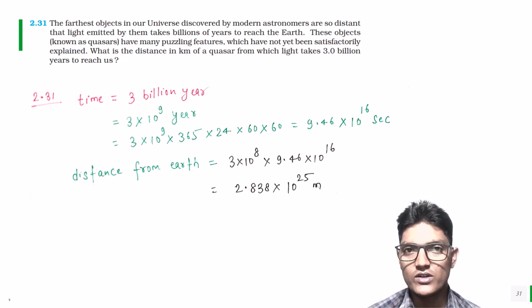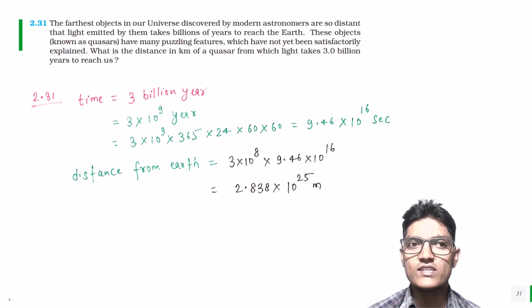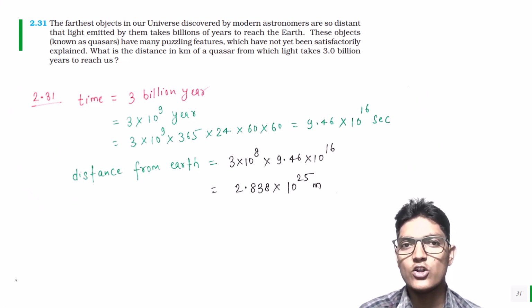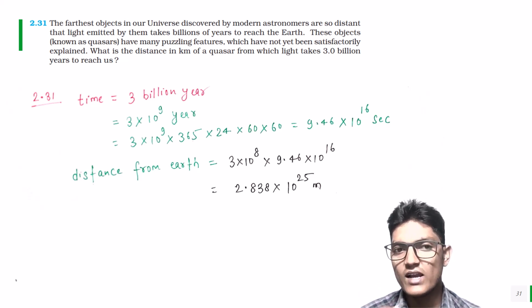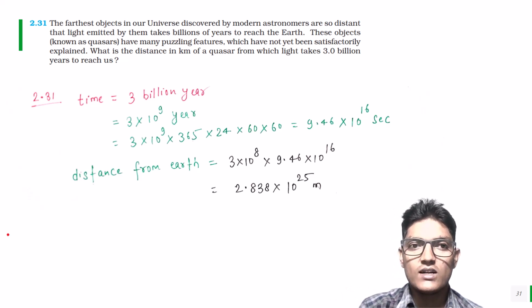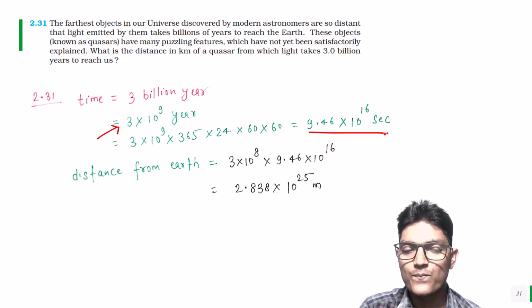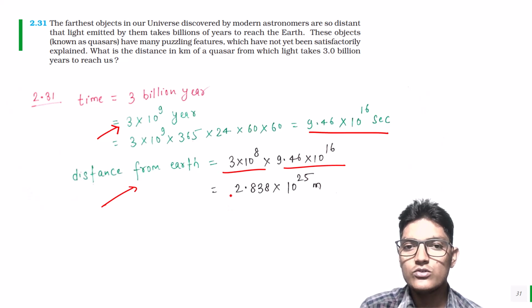सो जो नेक्स्ट क्वेश्चन है हमारा, the farthest objects in our universe discovered by modern astronomers are so distant that light emitted by them takes billions of years to reach us. यहाँ पर एक दिया हुआ है जो डिस्टेंस है, किलोमीटर का, quasar from which the light takes 3 billion years to reach us. सो उसका डिस्टेंस अर्थ से क्या होगा, टाइम दिया हुआ है 3 billion years, दैट मीन्स 3 into 10 to the power 9 years is equal to 9.46 into 10 to the power 16 सेकंड. डिस्टेंस क्या हो जाएगा, speed into time is equal to 2.838 into 10 to the power 25 मीटर.